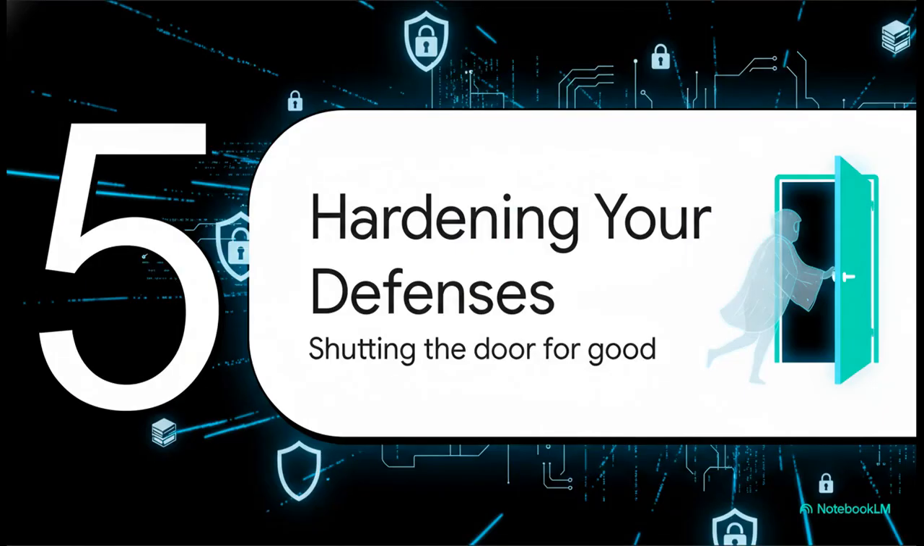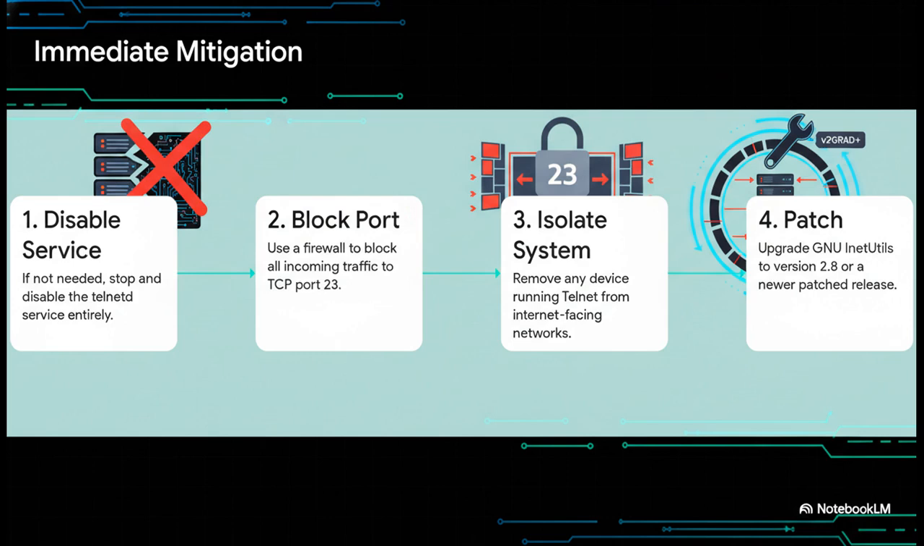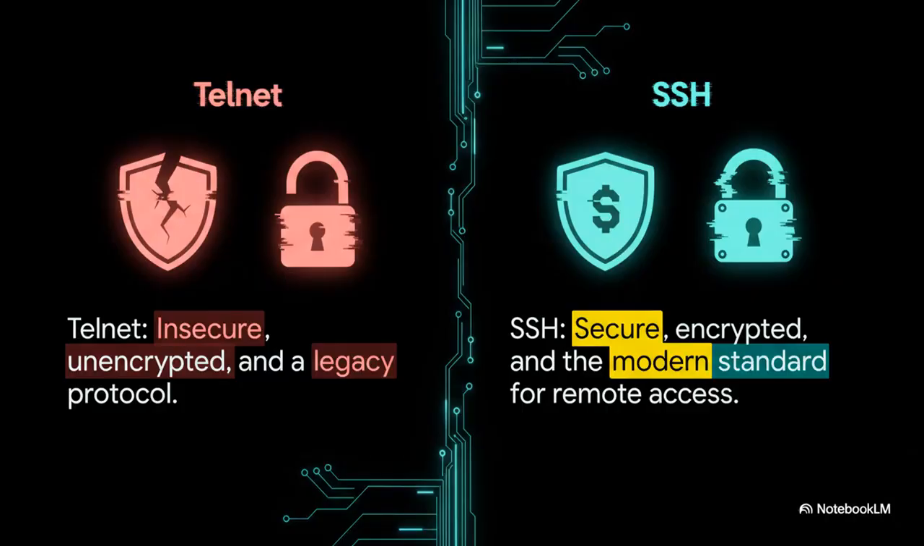Okay, enough doom and gloom. Let's talk about solutions. How do you shut the door on this ghost and make sure it stays gone for good? Okay, your immediate action plan should be pretty straightforward. First, if you don't need Telnet, just kill the service, turn it off. Second, firewall port 23. Don't let anyone from the outside talk to it. Third, get these systems off the public internet if they're on there. And finally, if you absolutely must keep it running, you need to patch to the latest version of GNU InetUtils immediately. But really, patching is just a temporary fix.